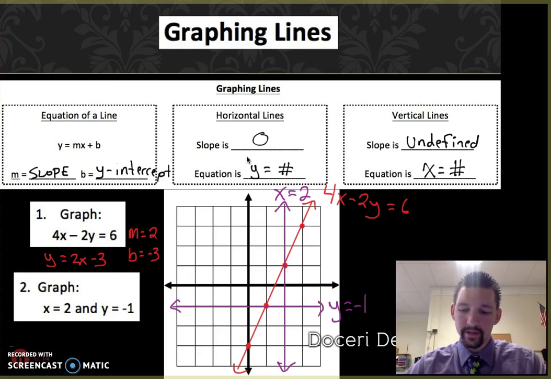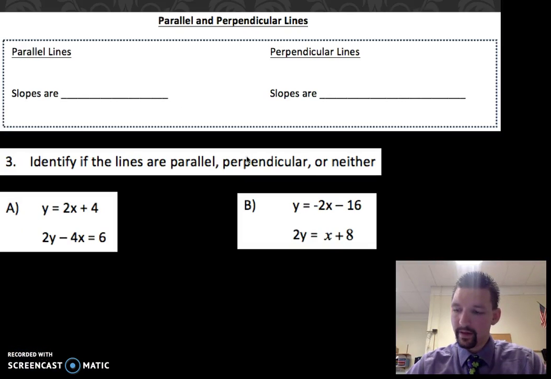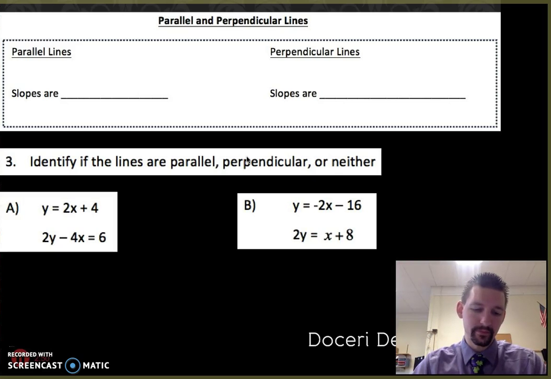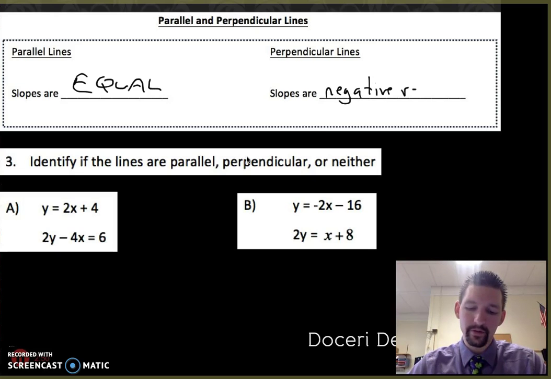The next part is also a little bit of review here. So parallel lines, if you recall, the slopes are going to be equal. Perpendicular lines, the slopes are negative reciprocals. So you're going to flip it and negate it. So pause the video here and identify if these lines are parallel, perpendicular, or neither. If you want to watch the first one and then pause it and try the second one, that is an option as well.